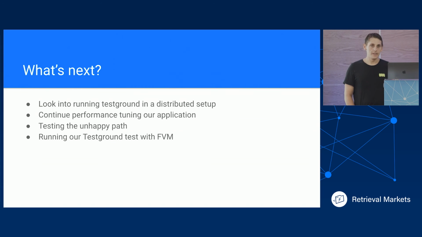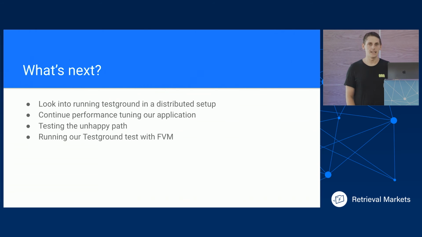What's next? Well, I think the next thing we want to look at is running Testground in a distributed setup. That's something it supports. You can spin up AWS instances in different regions and have them all run this. You can run a very large scale test. We really want to start performance tuning our framework. We've just started getting these numbers, so now it's time to start making them lower.